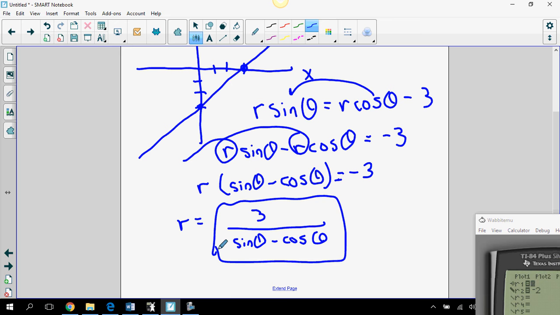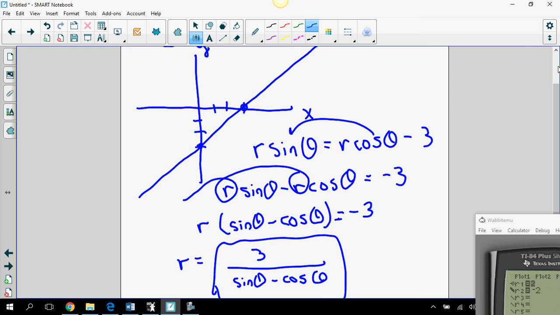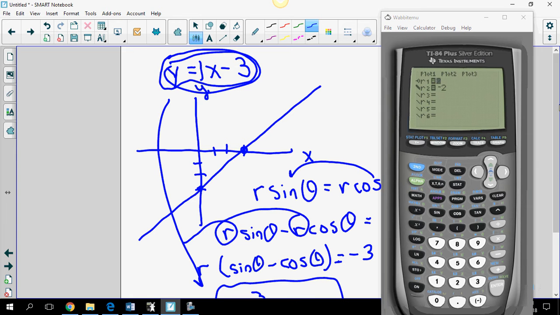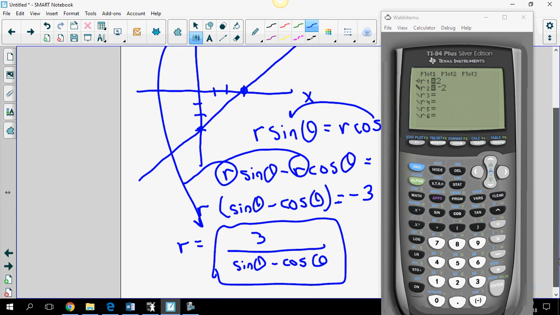Disgusting. It looked better before. Right here. Don't convert it. That'd be dumb. But we can convert it, but why would you make it worse looking? Would the calculator graph it? Most likely. Let's see what happens.